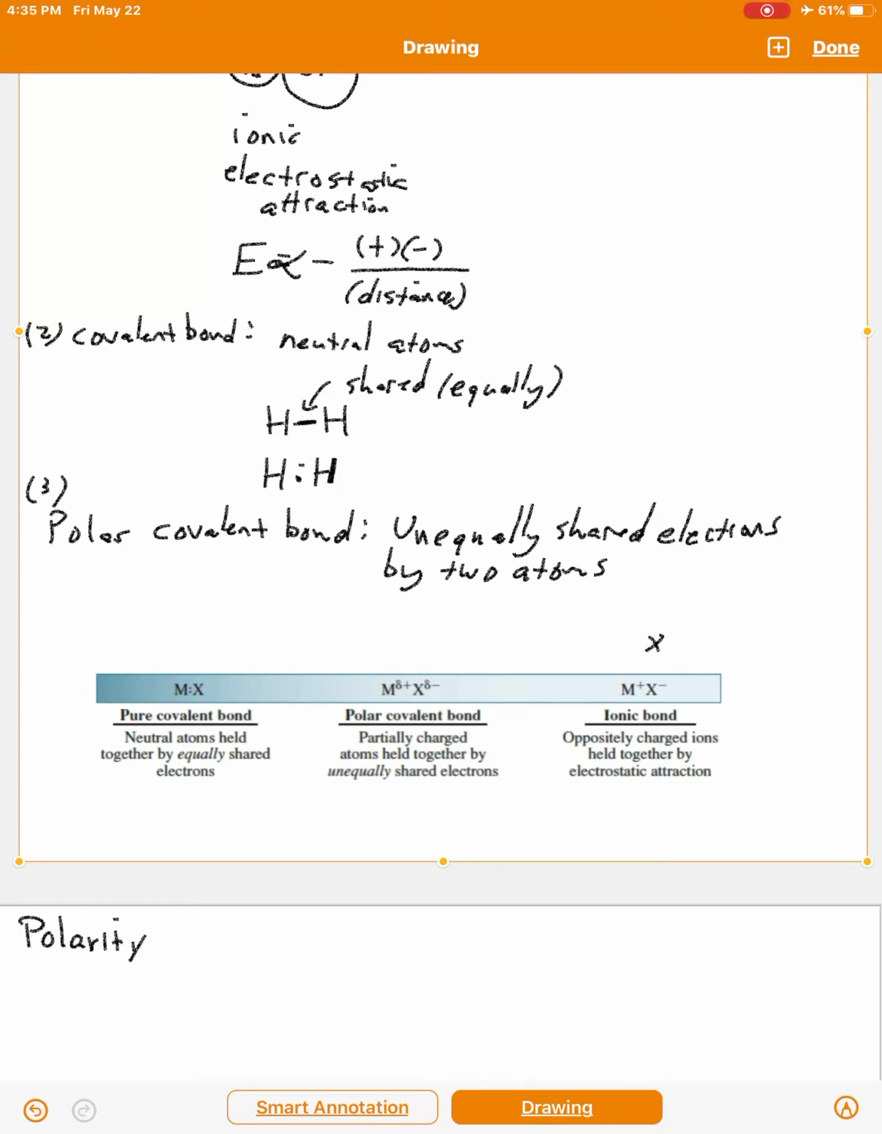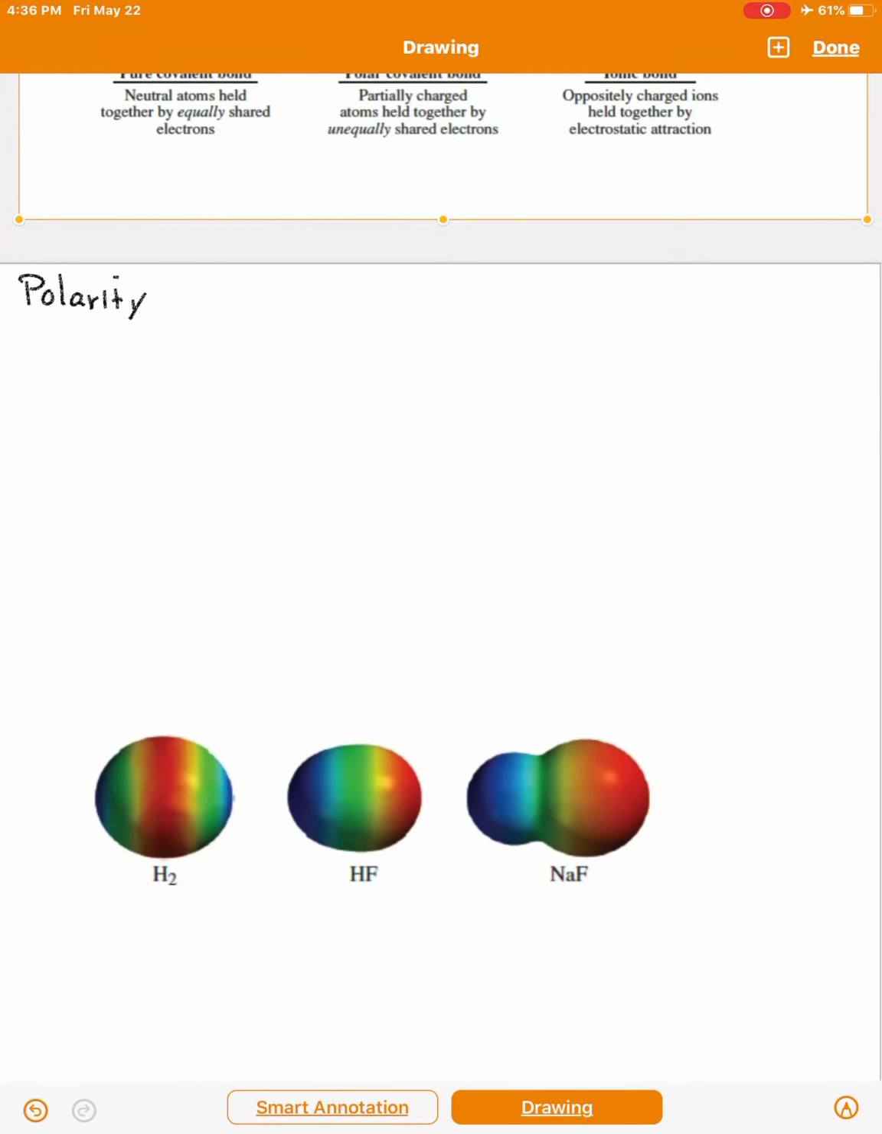What's happening here is there's actually two forms of attraction occurring. One is the attraction due to having differences in charges, and the other thing is the sharing of electrons. So two attractions are occurring for the polar covalent bond. Now, we can represent that unequal sharing by considering something called polarity.